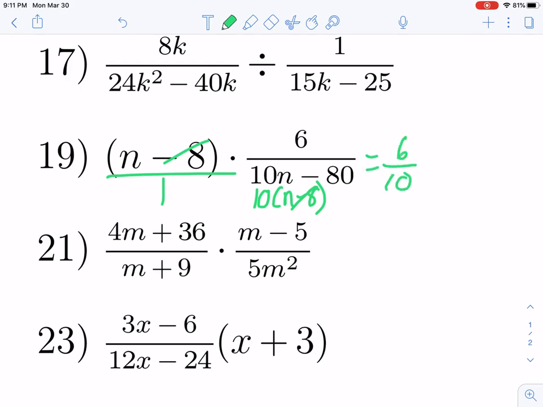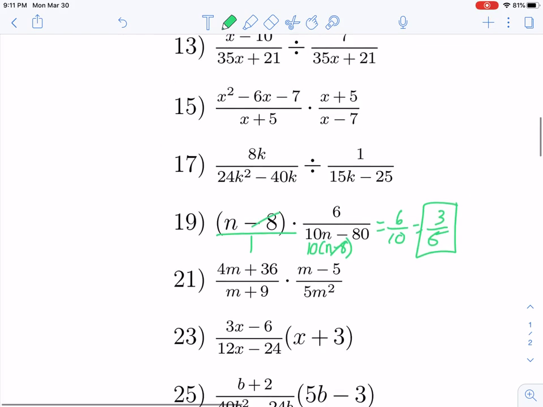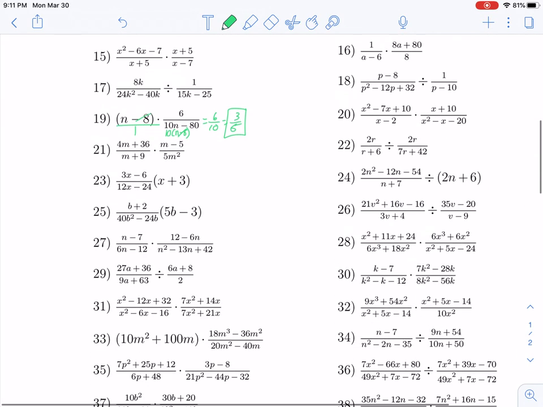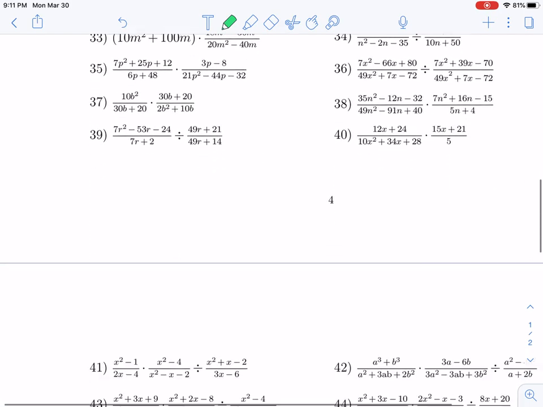If you just left your answer like that, you'd miss a point. All right, I'd expect you to simplify that down and make that 3 over 5. And that goes for answers like 23, 25, and so forth. Write those over 1 and go from there.